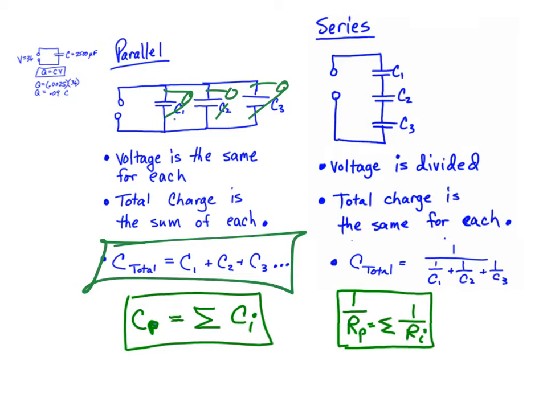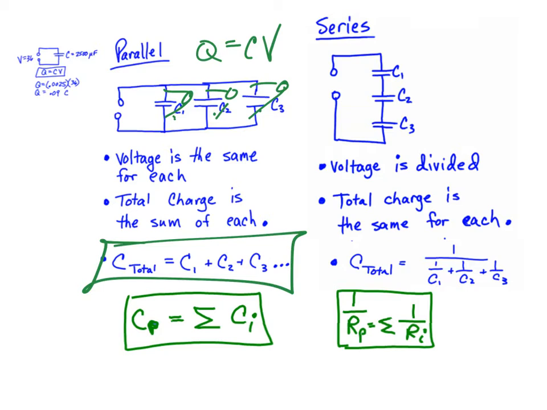Each one of them is going to have a certain amount of charge on it, Q, that depends on the capacitance and the voltage applied to it. So each one of these will have a different amount of charge if they're different size capacitors, but they'll each be at the same voltage. The total charge of the whole circuit will be the sum of however much charge is on each one.